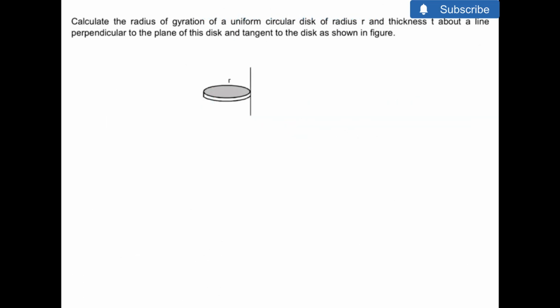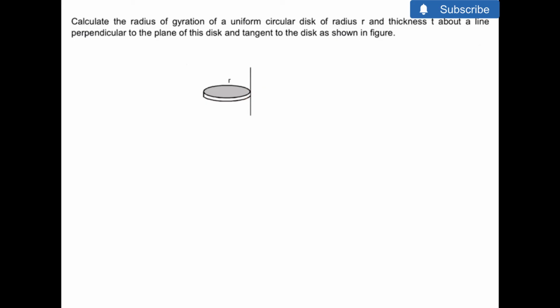In this video, there is a disk whose radius is r and whose thickness is t. And we have to find out the radius of gyration of this disk about an axis which is perpendicular to the plane of the disk and which is passing tangentially to this disk.